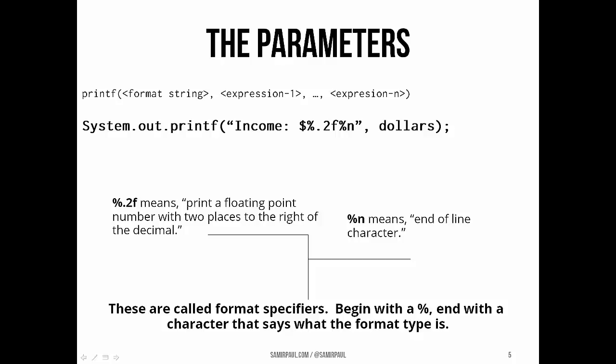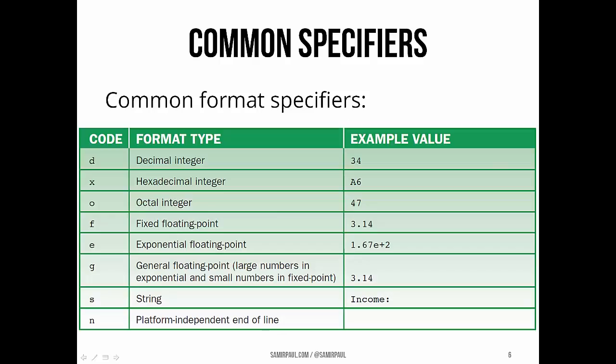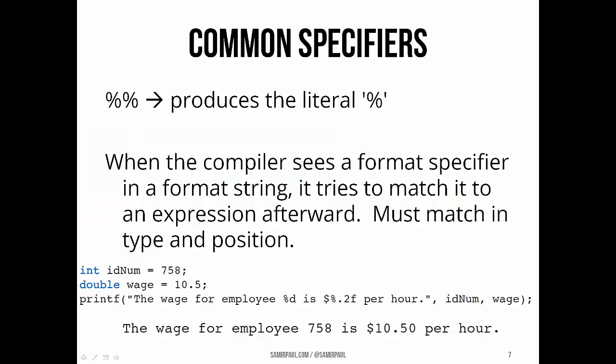common format specifiers right here. Okay, d is going to represent a decimal integer. x for hex. We can see the same for octal. Floating point numbers get f. Exponential notation, to do that, we'll format it with an e. We've got general floating point numbers, strings, and then that end of line we just mentioned. Okay, that symbol %n, we can use it to embed an end of line character in a format string.